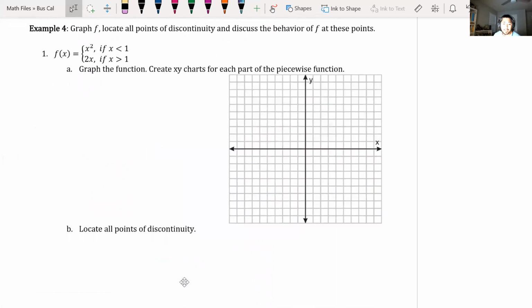Okay. Last one, example 4. Let's do this. Let's get this Thursday over with.